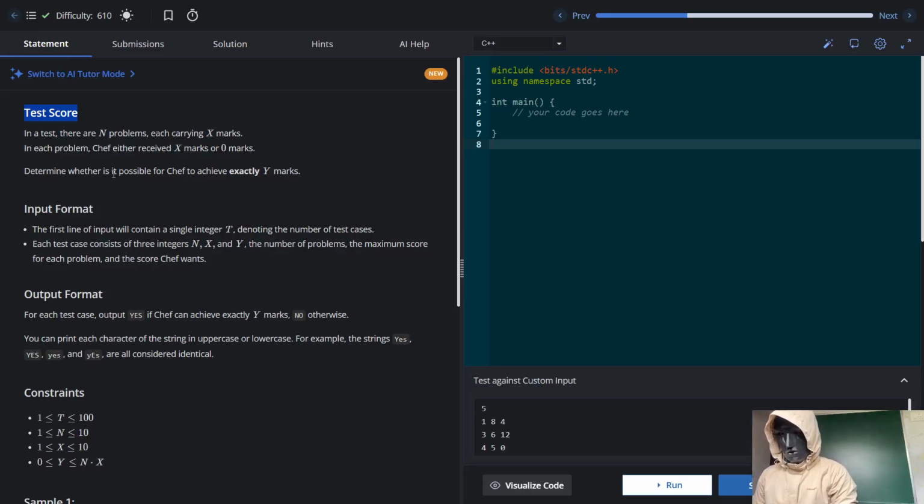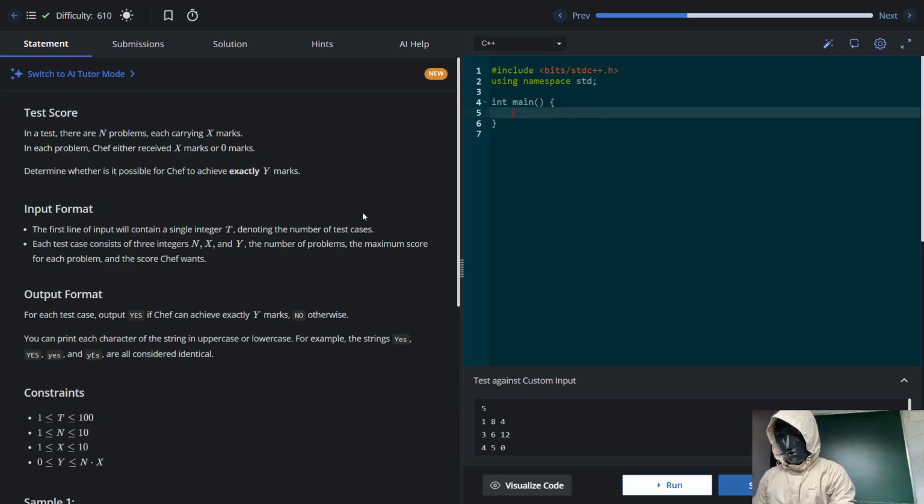So determine whether it is possible for chef to achieve exactly y marks or not. They have given y marks, so will chef be able to achieve y marks or not, they're saying. I'll explain all about it, but before that let's consider the input.